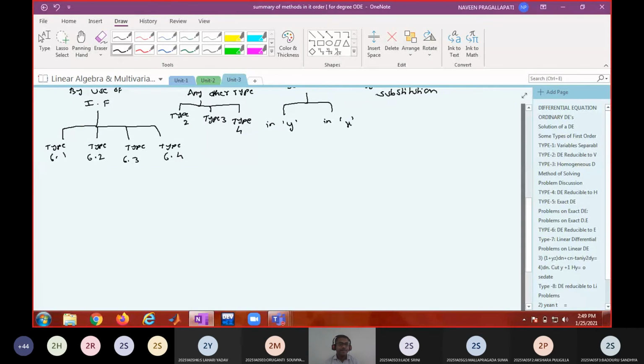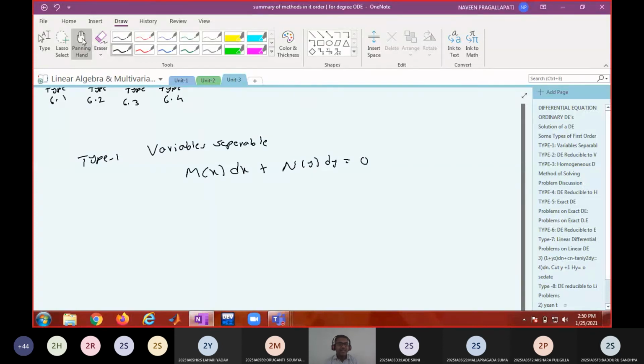What is type 1? Variable separable. What is the general form of variable separable? Can you tell me? M dx, M is a function of x, right? N is a function of y, dy equal to 0. Now, is it exact or not exact? Check.